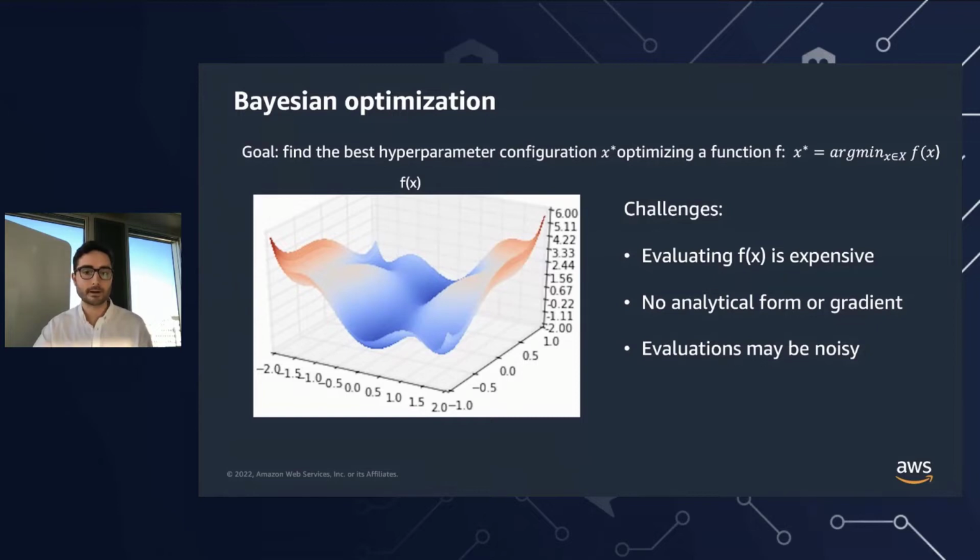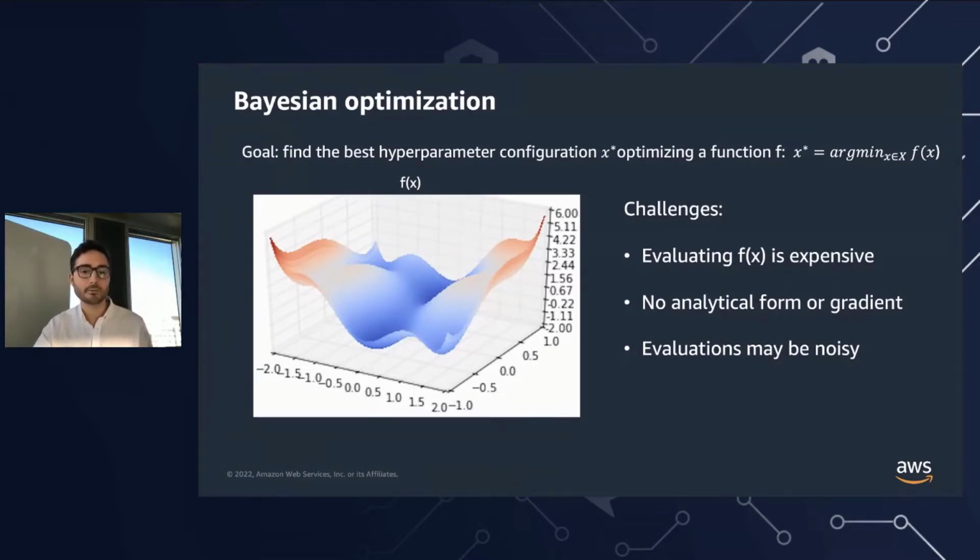f of x, our function, our validation error, may be very expensive to evaluate. Every time you want to know how well this hyperparameter configuration performs, you need to train a model. You may need to train a neural network model, for example, which may take hours or days to do. Now, the problem is that you don't have an analytical form or gradient for f of x. You cannot just use stochastic gradient descent to optimize that. You need to do it with some sort of trial and error.